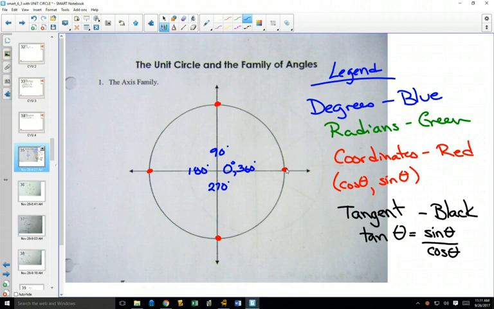So I made my legend. I said I was going to make my degrees in blue, so I labeled them in blue. I'm not going to draw the little arrows to the angles because it's going to get really full, because we're going to put degrees on here. Next, we're going to put radians.